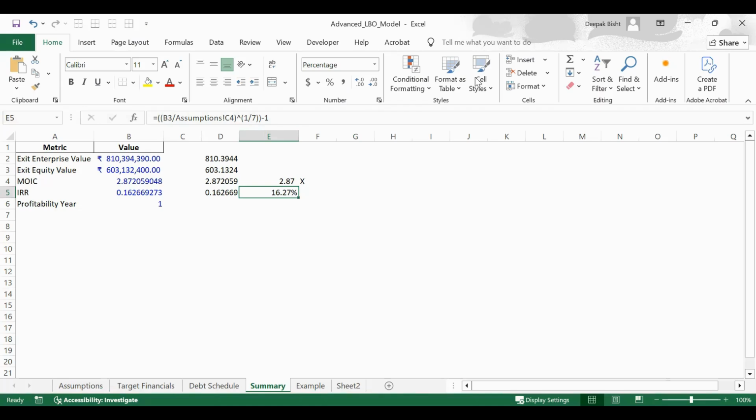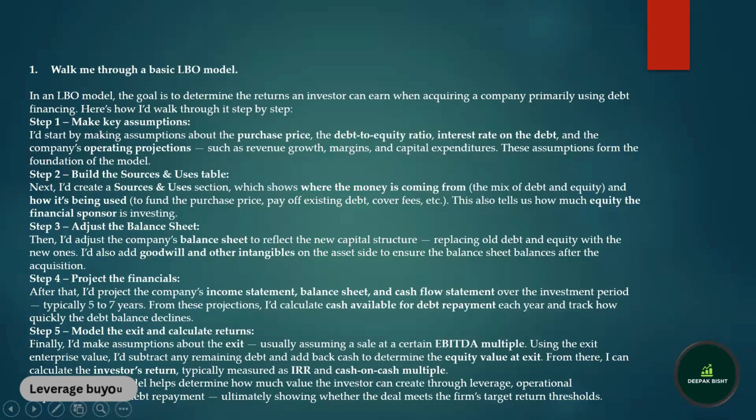This is what walk me through an LBO model means. Basically, a leveraged buyout is when an investor, usually a private equity firm, buys a company mostly using borrowed money. Rather than paying for it all in cash, the idea is that the company's future profit will be used to pay off the debt, and when the investor sells the company later, they earn a strong return on the smaller equity investment. That's why we were forecasting the target company's financials, and this is how all the calculations, MOIC and IRR, were calculated. I hope this explained everything.